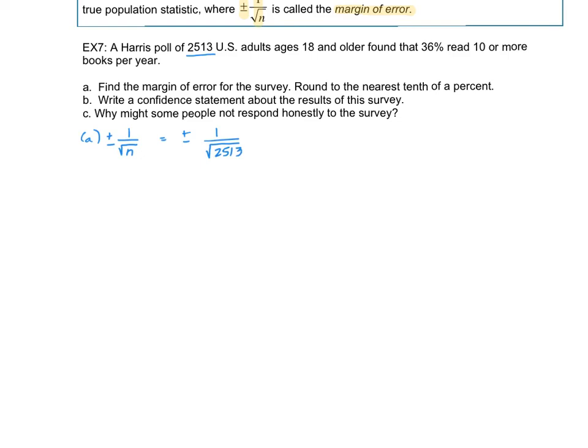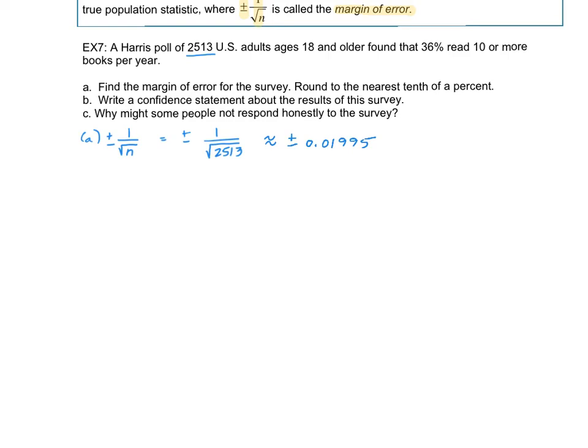2513. So you're not going to put the plus or minus in your calculator. What you're going to put in your calculator is 1 divided by the square root of 2513. When we do that, it's going to be approximately equal to, I'll write down what's on my calculator. With the plus or minus, you've got to have that plus or minus there because that is the margin of error with the plus and minus. I have 0.01995. I'll take it out to 5 decimal places.